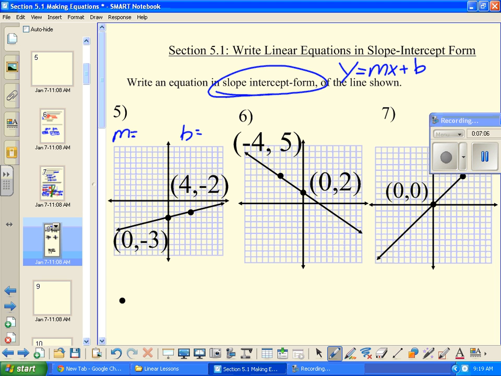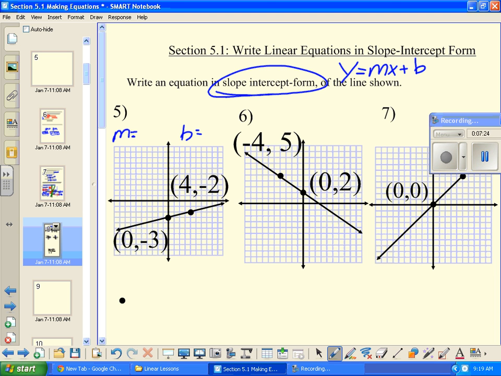Just like we've done in the past, except now we've got the graph, and we've got to figure out what the slope is and what the y-intercept is. And even to find the slope, we've done this in the past too, where I give the students a line, and they find the slope of it knowing the 2 points on the line. So even this is not brand new information, we're just using it in a new way.